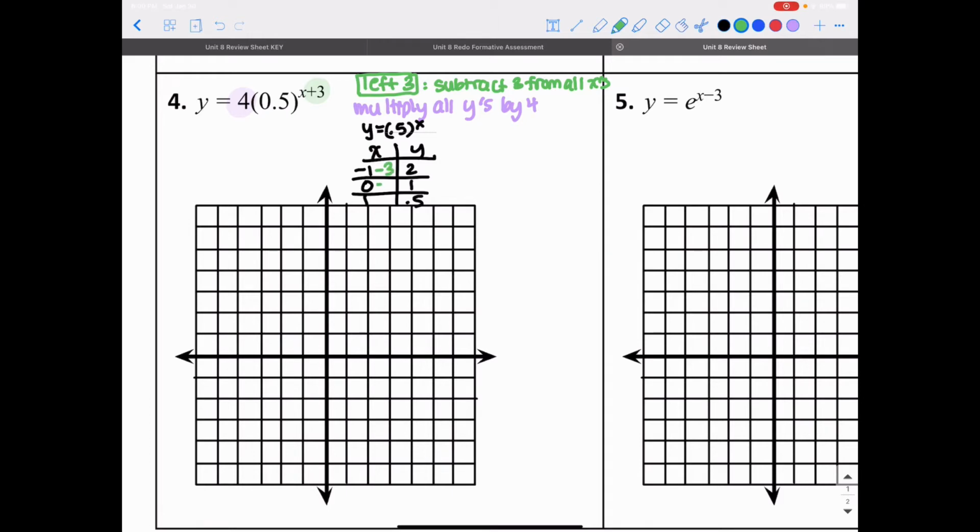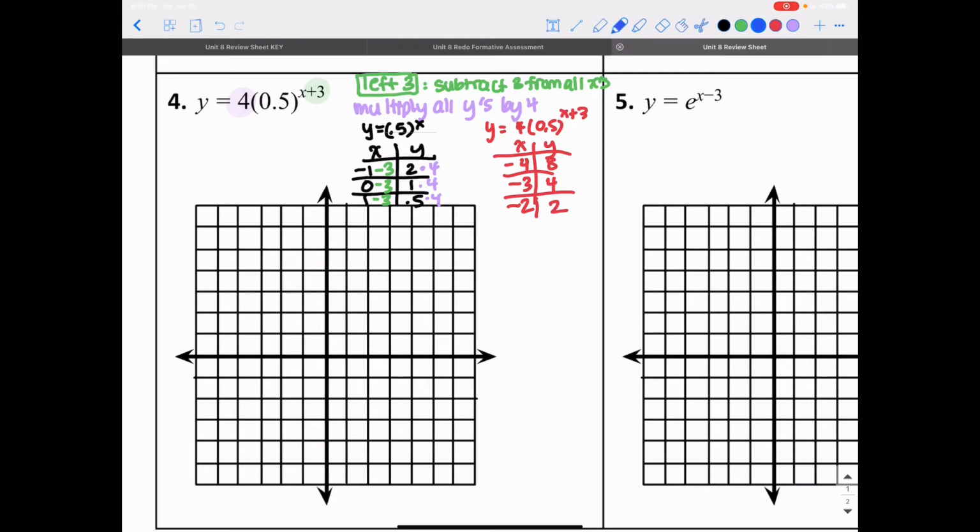So I'm going to subtract 3 from all my x values. For my y values, I'm going to multiply all of them by 4. So multiply by 4 for all of them. And I end up with the equation y is equal to 4 times 0.5 to the x plus 3 power, which is the function that I wanted after I do those transformations. And I'm going to end up with -4 and 8, -3 and 4, and -2 and 2.